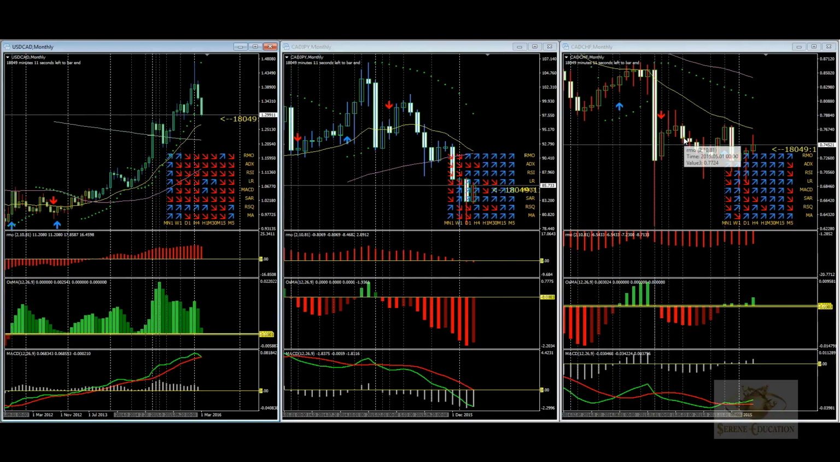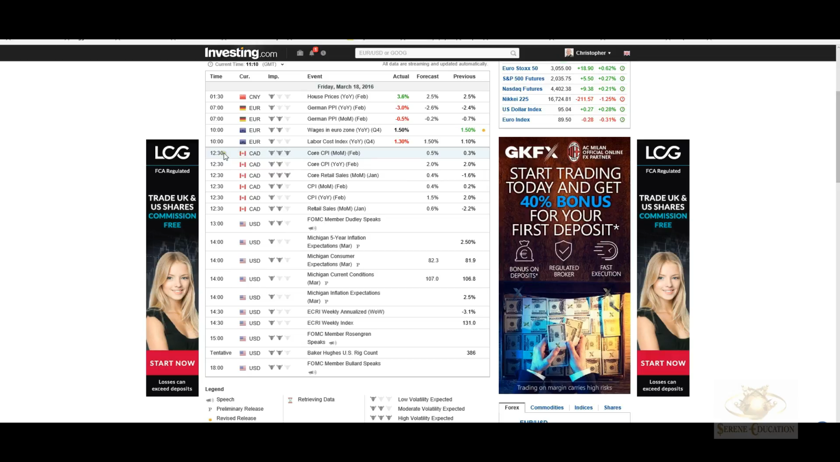Just going to be looking at the Canadian crosses for today. Reason being, we have a lot of data this afternoon out for the Canadian market. End of week, but this is all in GMT by the way. You'll see that we have core CPI inflation results month on month, year on year. We also have retail sales figures for the month of Jan, also CPI.